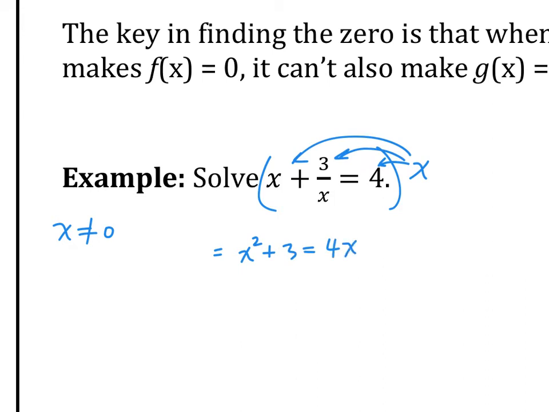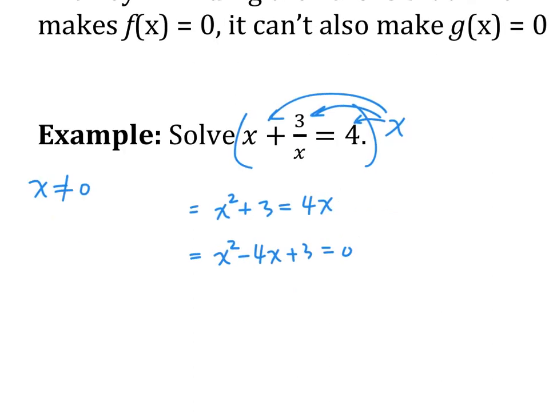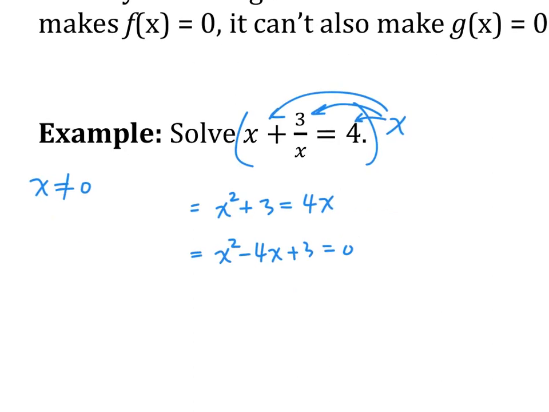Now what? Very easy. You need to remember this is just solving an equation. Solving an equation always means make it equal to 0. So x squared minus 4x plus 3 equals 0. The next thing is you always ask yourself, can you factor? This looks like you can. x minus 1, x minus 3 equals 0. So x is 1 or 3. Both of them are not 0, so we're done.